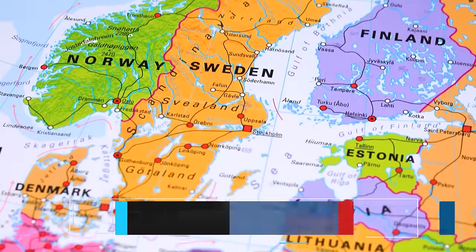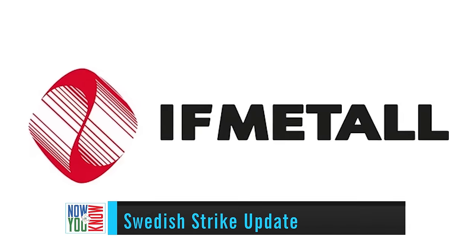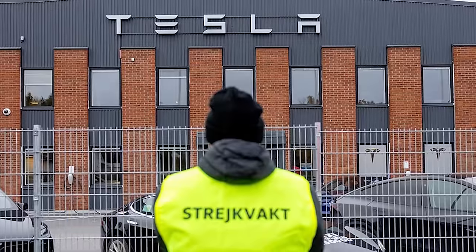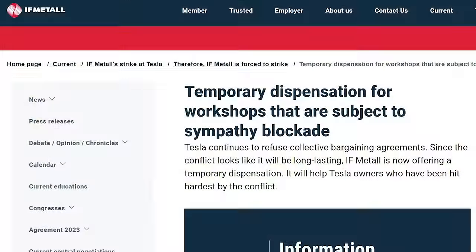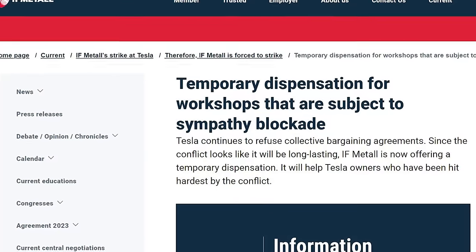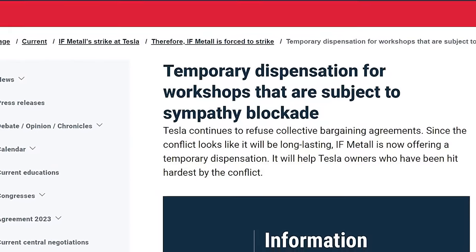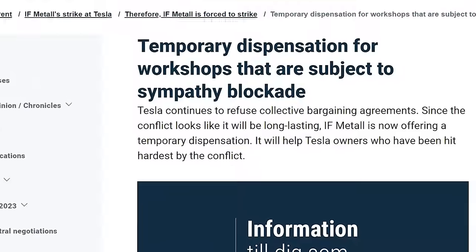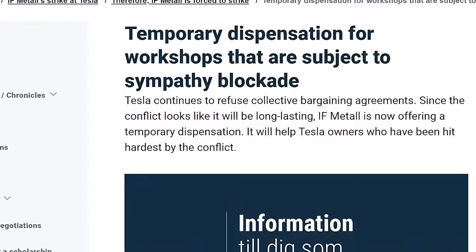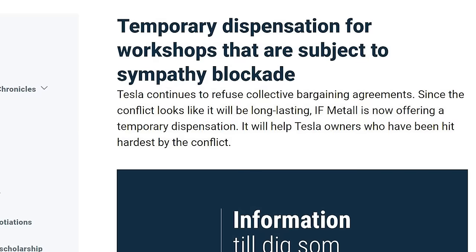So let's now go to Sweden for an update on the IF Metal union strike against Tesla, because Tesla won't sign that collective bargaining agreement for their employees there. On IF Metal's website, we now read this statement, which is translated from Swedish. Tesla continues to refuse collective bargaining agreements. Since the conflict looks like it will be long-lasting, IF Metal is now offering a temporary dispensation. It will help Tesla owners who have been hit hardest by the conflict.